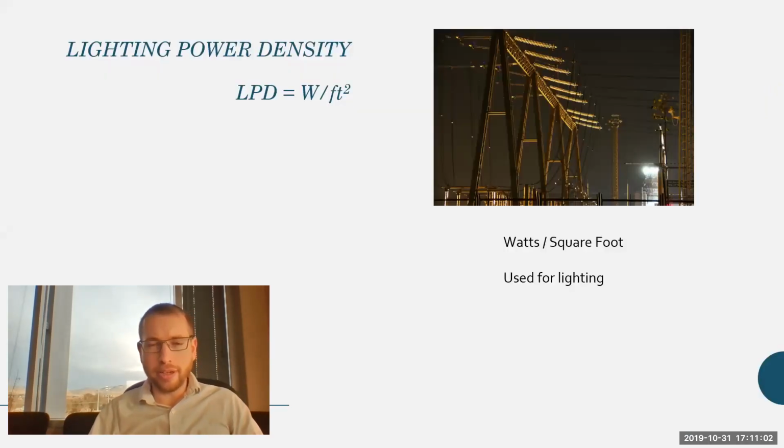So lighting power density, the key to focus on is power. It's less about the quality of light and much more about the amount of power that we are using to generate that light. So think of electrical bills. Lighting power density is measured in terms of watts per square foot that are used specifically for lighting.